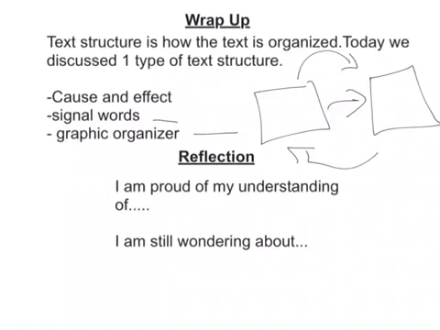Now I want you to go ahead and reflect at the bottom of your paper before you turn it into the basket. You can use any of the stems from your reflection page in your binder, or you can use one of these stems. It's up to you. I just want you to write some type of reflection sentence. Either, I'm proud of my understanding of, do you now understand maybe how to use signal words, or understand the graphic organizer, or cause and effect, or what text structure is? Or, are you still wondering about something? What specifically are you wondering about? Are you wondering about that graphic organizer, the signal words, or text structure in general?